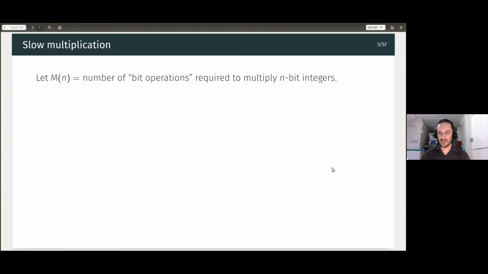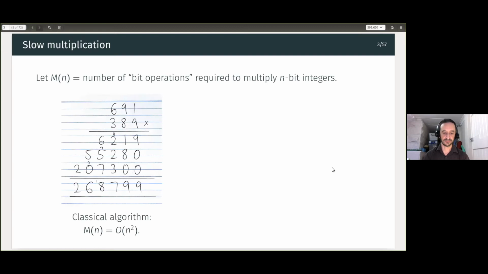The exact computational model doesn't really matter. I want you to think of just logical operations on single bits. That's what I mean by bit operations. If you like, you could think of the Boolean complexity, the number of logic gates in a Boolean circuit, for example. It doesn't really matter too much.